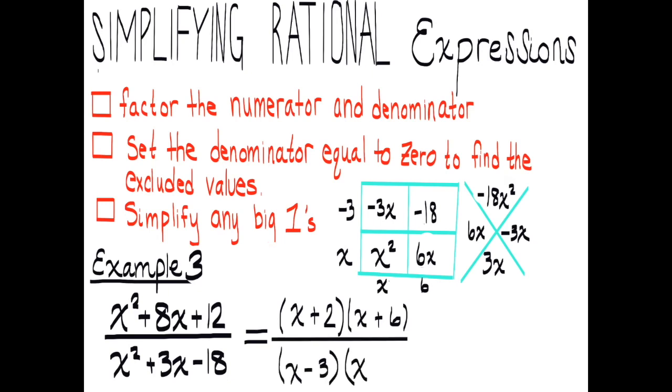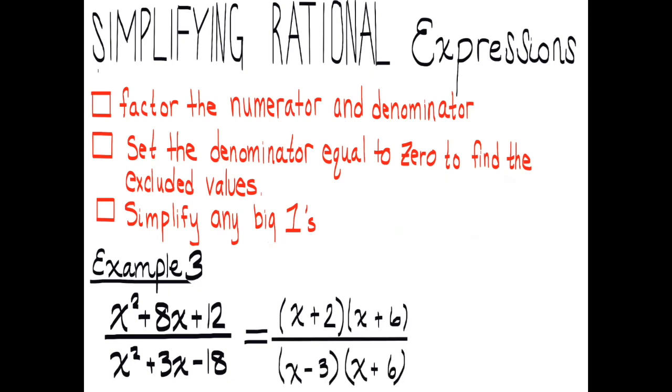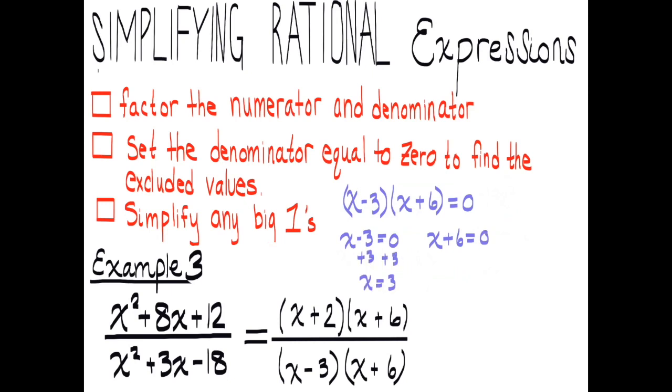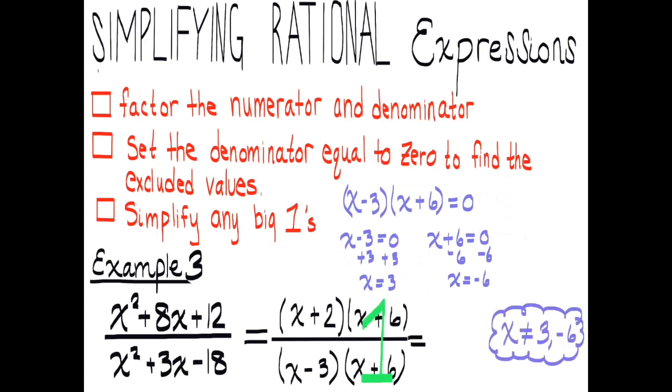So now, setting our denominator equal to 0 to find the excluded values. Using our zero product property, we have x minus 3 equals 0 and x plus 6 equals 0, which gives us excluded values of 3 and negative 6. Now I can cross out that big 1, and I get x plus 2 over x minus 3.